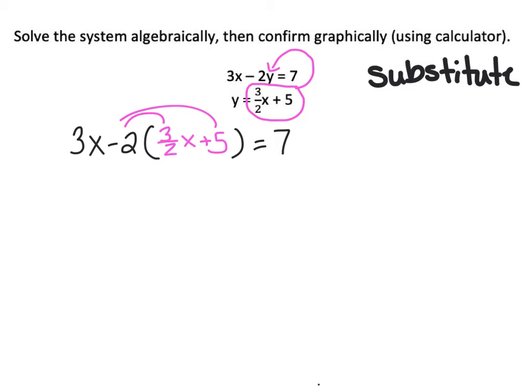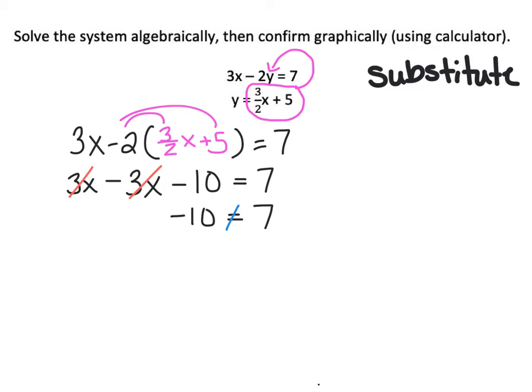I'm just distributing my -2, so I recopy the 3x. This would be minus 3x minus 10 equals 7. On the left, I combine like terms, and 3x minus 3x is 0, leaving me with -10 equals 7 and no variables in sight. So the first thing you want to make sure is you didn't make an error, that you didn't plug the equation into itself. I didn't. So I have a false statement here. This would be a case where it is no solution, meaning if I look at a graph, I would see that I have parallel lines.